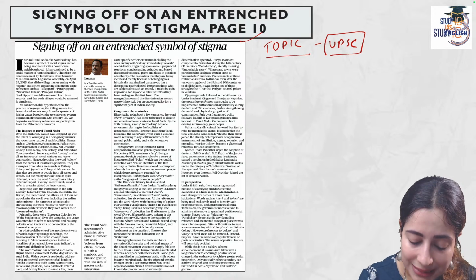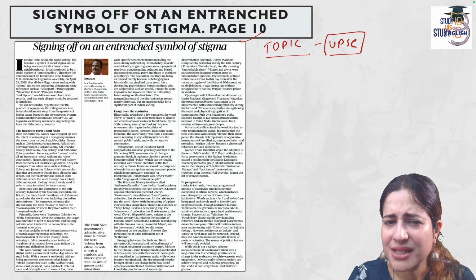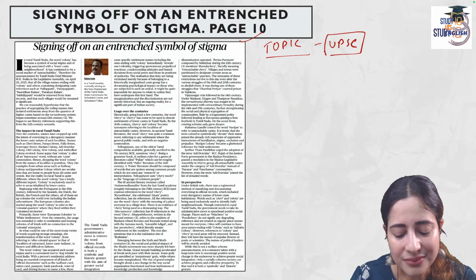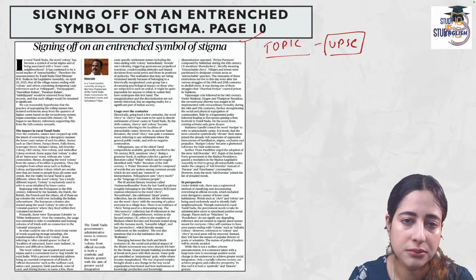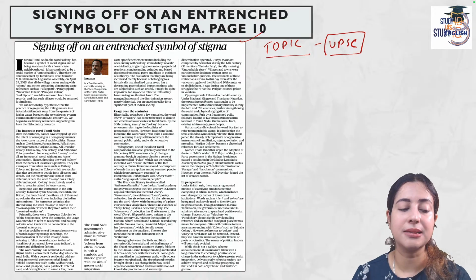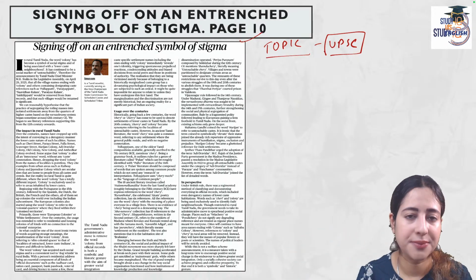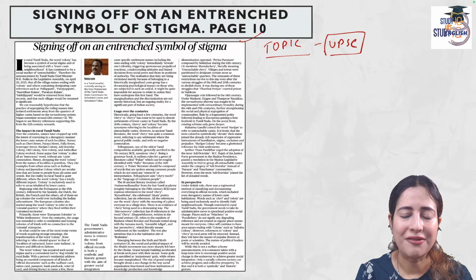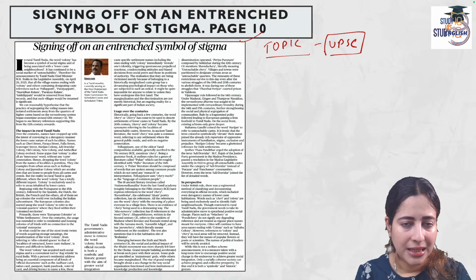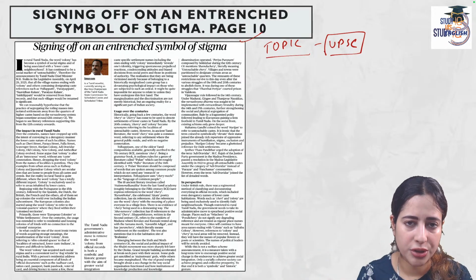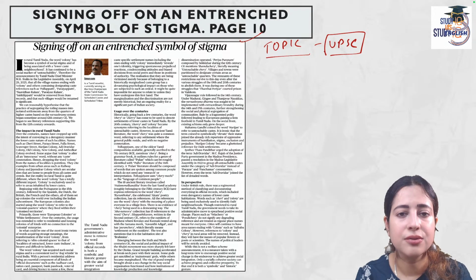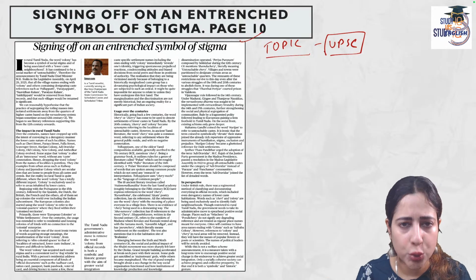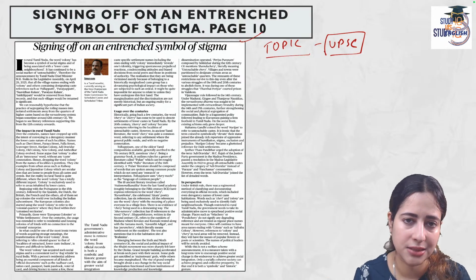Okay, so this article is titled, and it's a very unique article, I would say, "Signing off an entrenched symbol of stigma." We all know that a symbol is something that stands for something else. Just like on the traffic signal, the green light is a symbol of carrying on or driving ahead. There is nothing written on it, but we relate with symbols because we are used to it. It's a part of our culture and legal system.